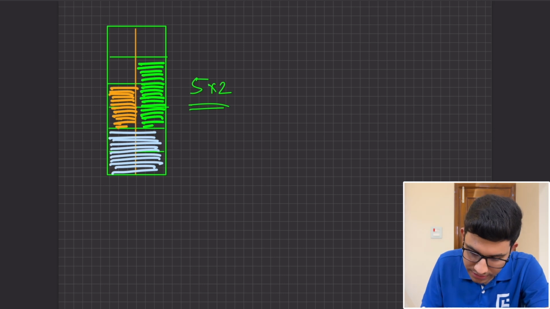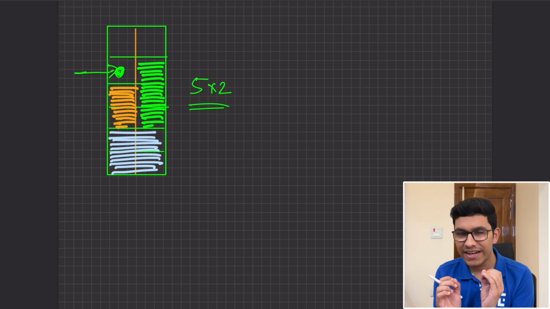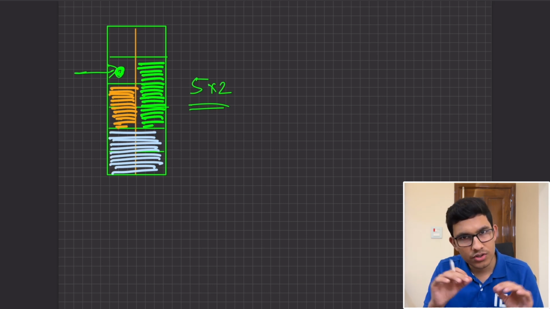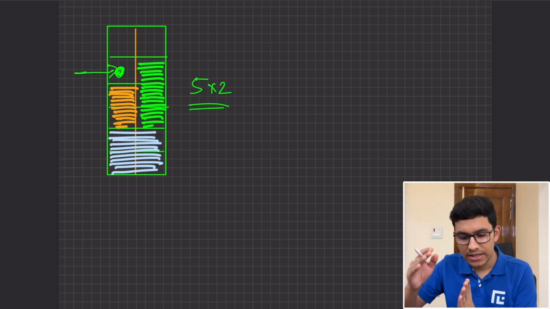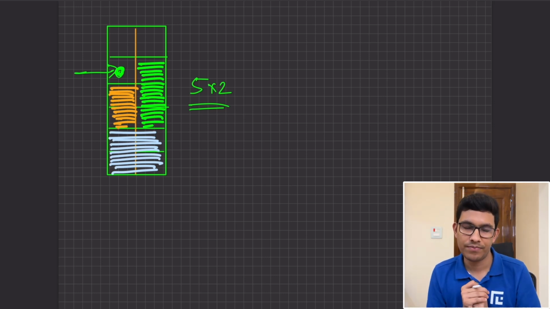Now look at this point. When you're standing here on this green dot, try to understand: can you fill a horizontal cell here? No, because the right side of the grid is already occupied. So you can only put a vertical cell here, right?